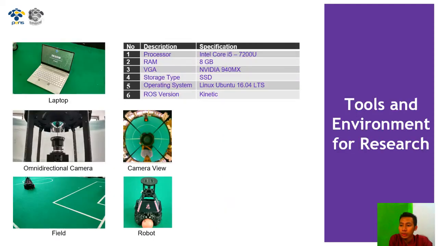And this is the tools and environment for my research. The first is a laptop and omnidirectional camera. This is the camera view, and also the robot and the field. The processor used in this laptop is Intel Core i5, and RAM is 8 GB, and we use NVIDIA VGA, and we use SSD, and we run using Linux Ubuntu 16, and the ROS version is Kinetic.